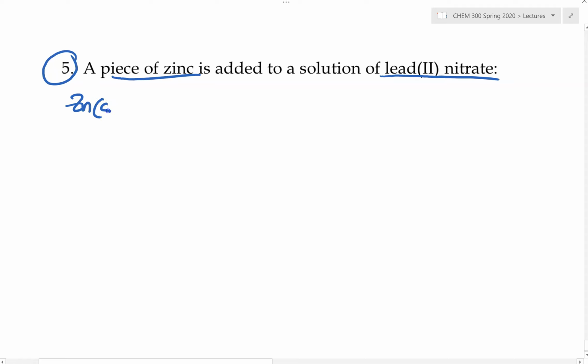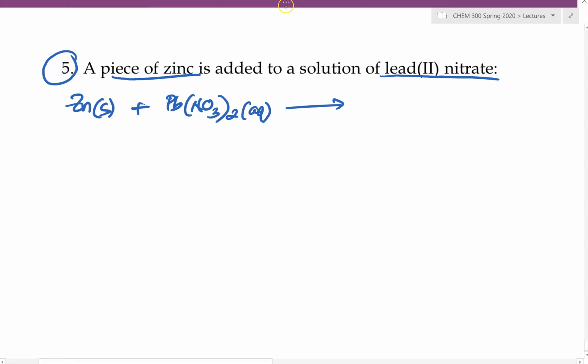So zinc is a solid, added to a solution of lead-2 nitrate, which is Pb(NO3)2. And this is soluble in water. Again, all ionic compounds consisting of nitrate are soluble in water. So here in this case, what kind of reaction is this? We will see that this is a single replacement reaction, right?